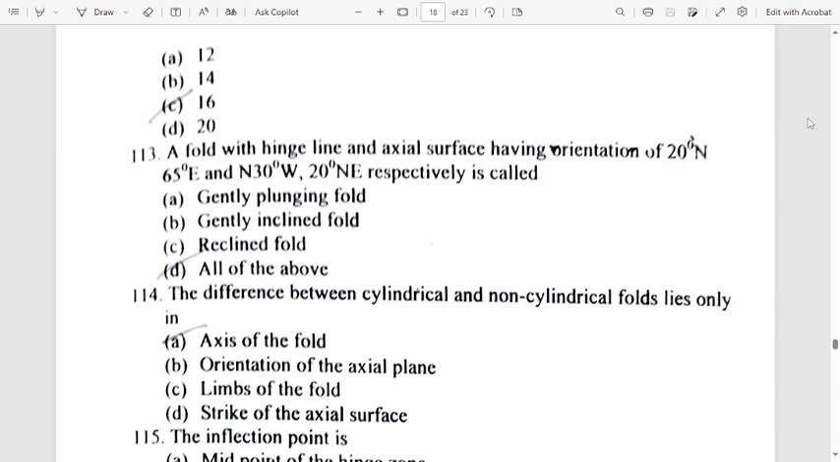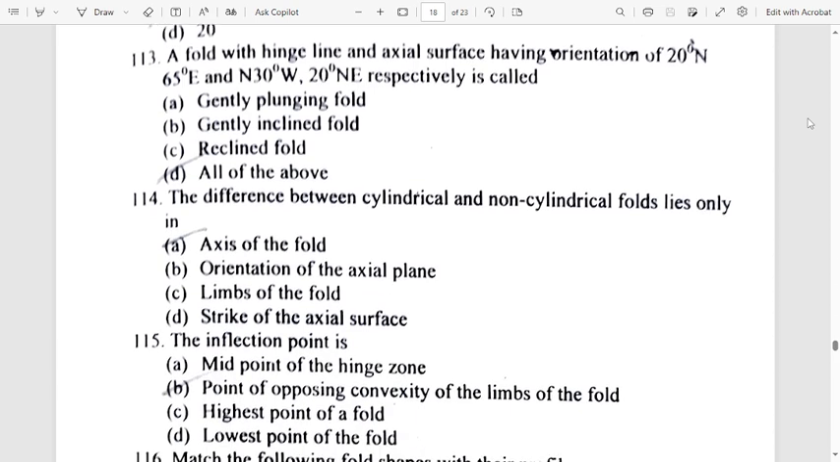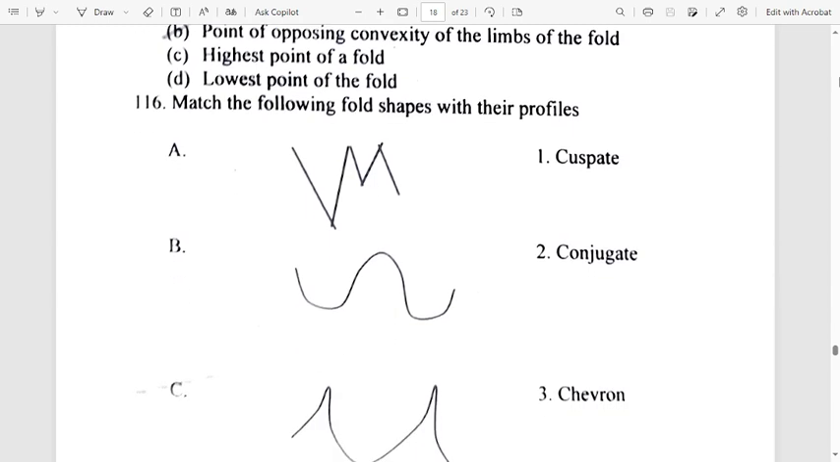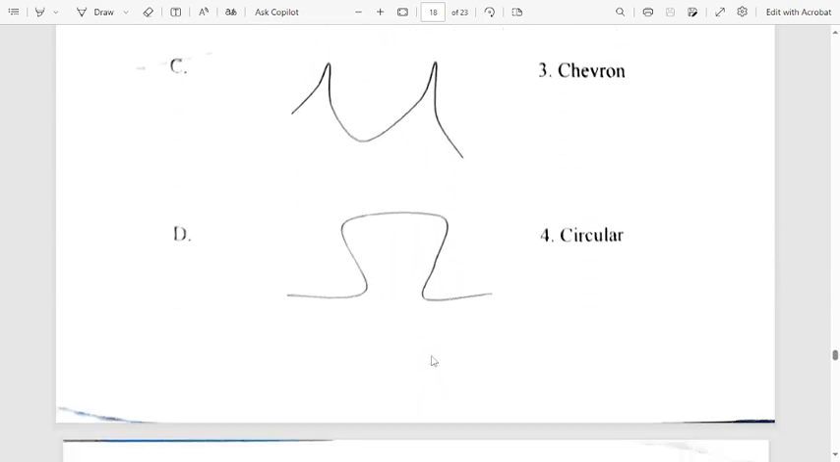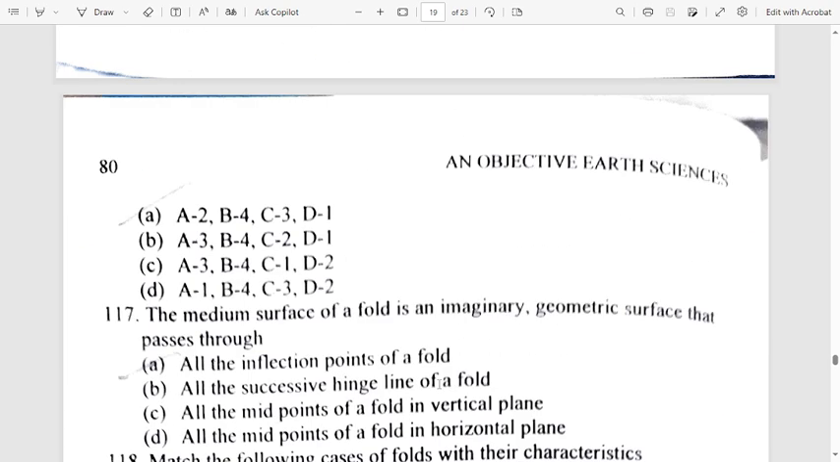The difference between cylindrical and non-cylindrical fold lies only in the axis of the fold. The inflection point is the point of opposing convexity of the limbs of the fold. This is a chevron, cuspid. Cuspid is this. Chevron is this. Conjugate and circular.